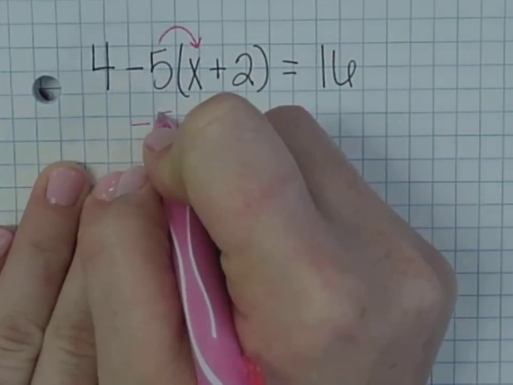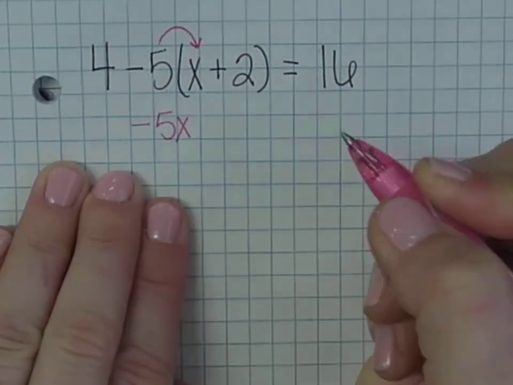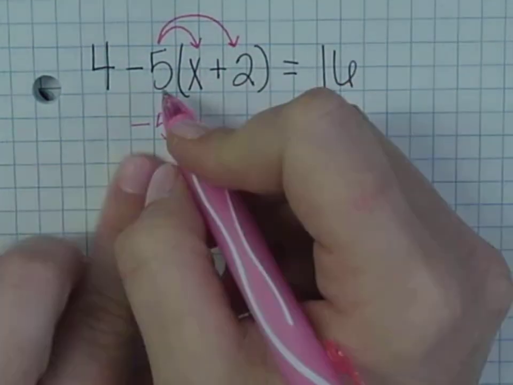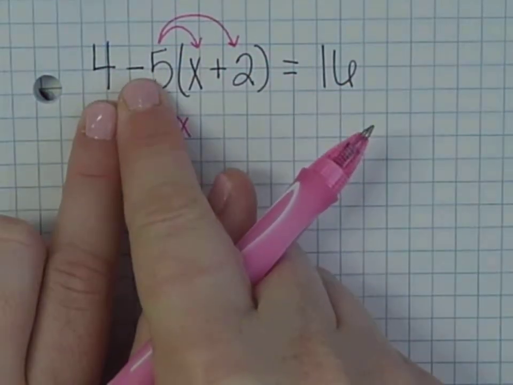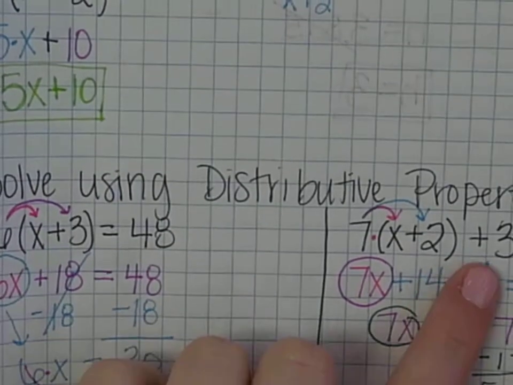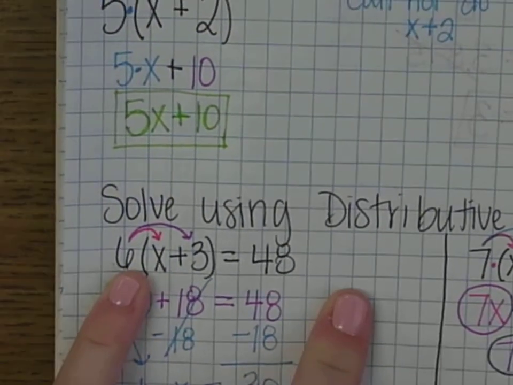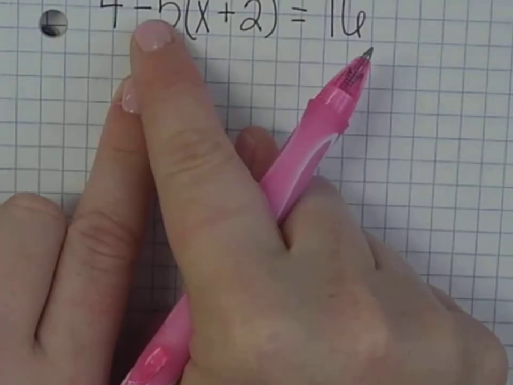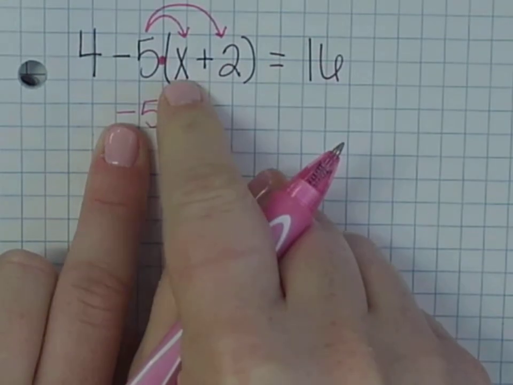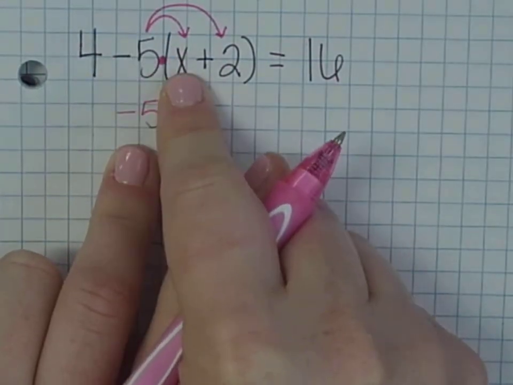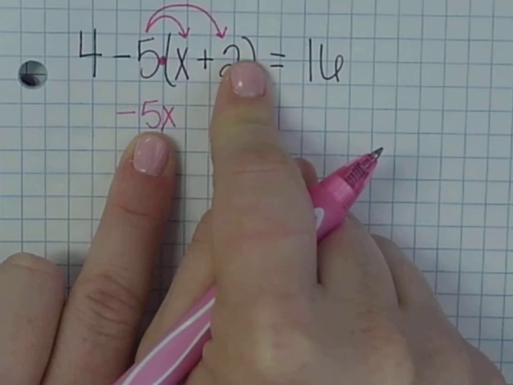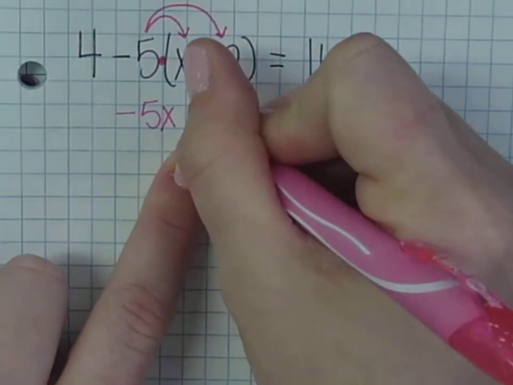So it would be negative 5x. Then I need to do negative 5 times positive 2. Notice that negative 5 needs to stay with it. The ones that we were doing were all positive 7s or positive 6 or whatever. So this negative 5, since it's negative 5 times this parentheses, a negative times a positive x would just be a negative 5x. A negative 5 times a positive 2 would be negative 10.